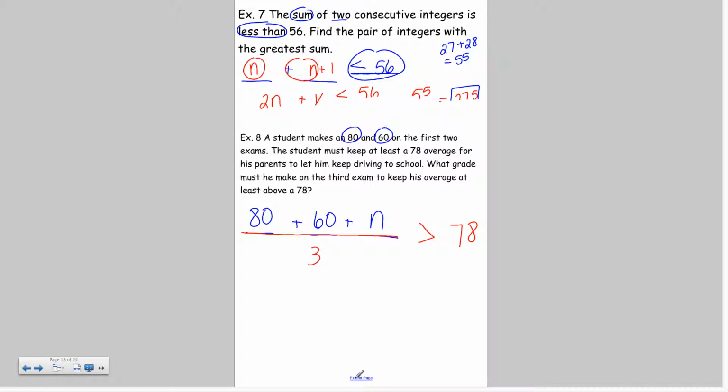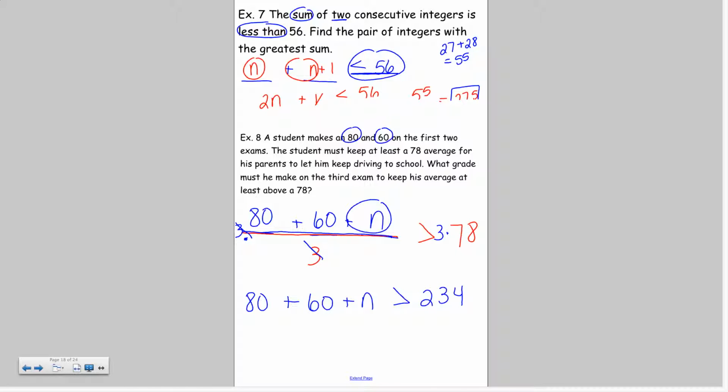So in this equation, before I can figure out what N is, I must get rid of this 3. You can use a hide and seek chart if you want to, but what's going on is we are dividing by 3. So we're going to do the opposite, and multiply by 3 on both sides. So these 3's cancel, and I'm left with 80 plus 60 plus that last test score that we do not know yet. On the other side, 3 times 78 is 234.